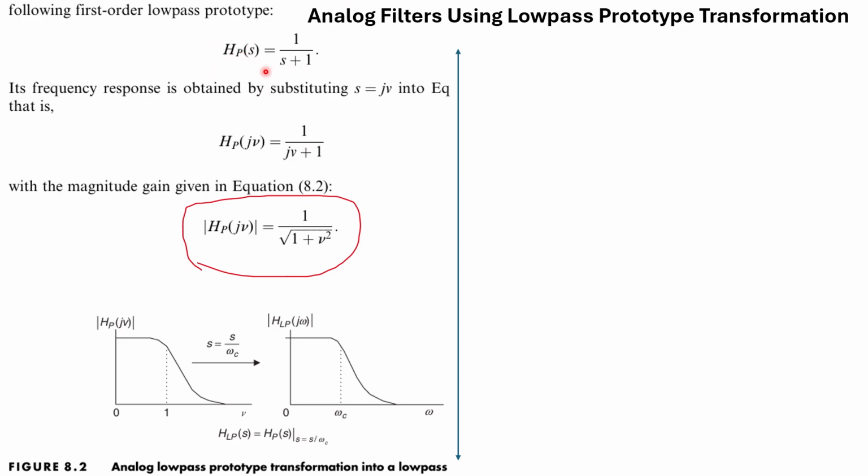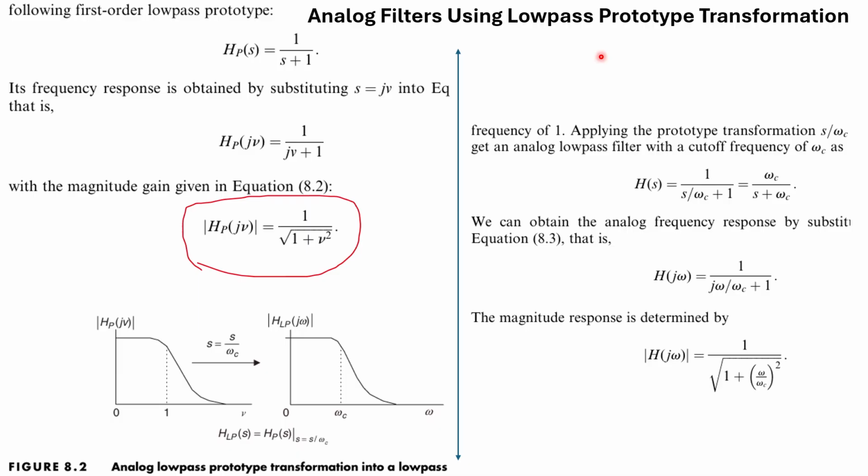If you want to design the low pass filter, then what to do? Just replace the value of s with s by omega c. So put the value of s by omega c, and you will get the low pass filter. This is how we can design it, of course this is the analog one. Just replace s equal to s by omega c, and then you will get the magnitude, and this is the magnitude, right? So this is the low pass filter, that is how we'll design.